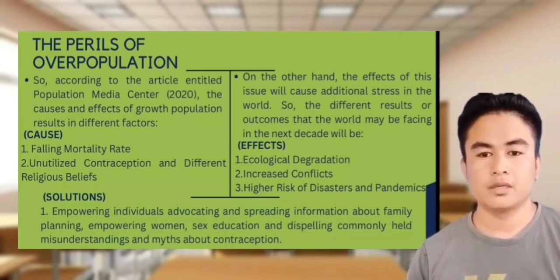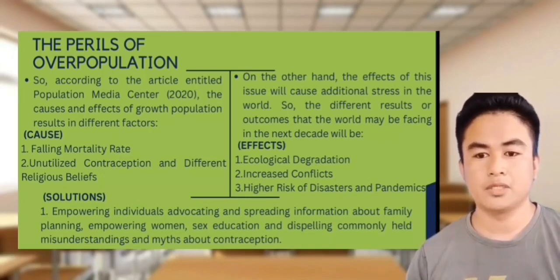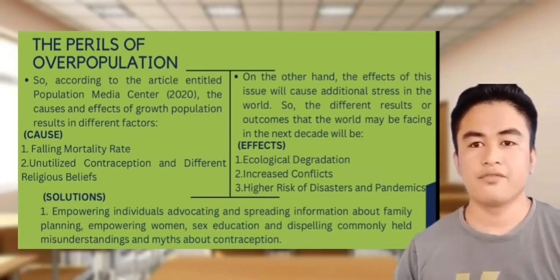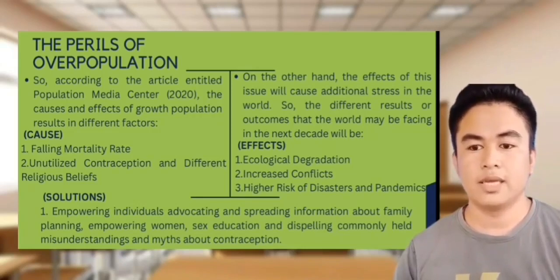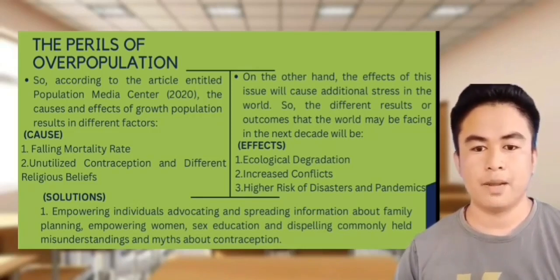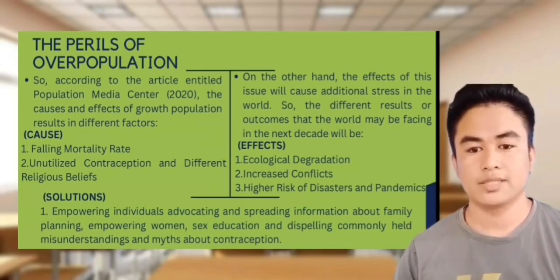Ecological degradation. Population growth will create pressures that will result in more deforestation, decreased biodiversity, and spikes in population and emissions, all of which will worsen climate change. Increased conflicts. Limited availability of resources due to environmental instability and overpopulation has the potential to increase violence and political issues such as wars over natural resources.